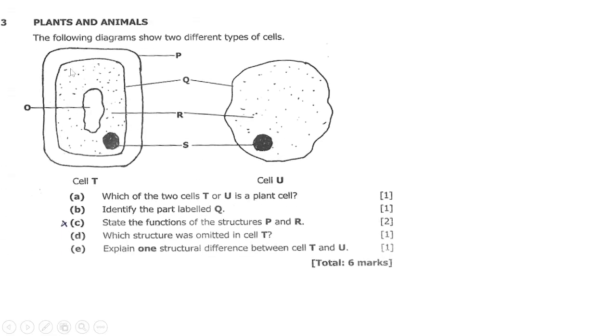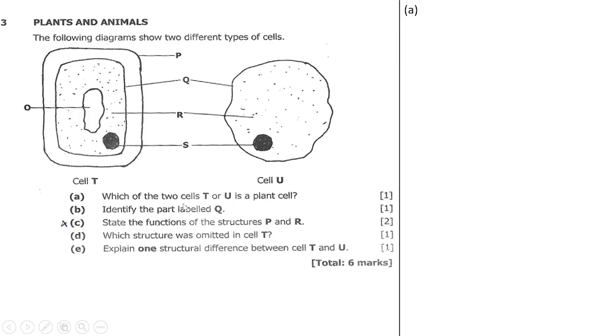Question number 3, coming from plants and animals. The following diagrams show 2 different types of cells. Okay, we have cell T here and then cell U here with the parts O, P, Q, R, S. Then it says which of the 2 cells, T or U, is a plant cell. Okay, let's put our answer here.